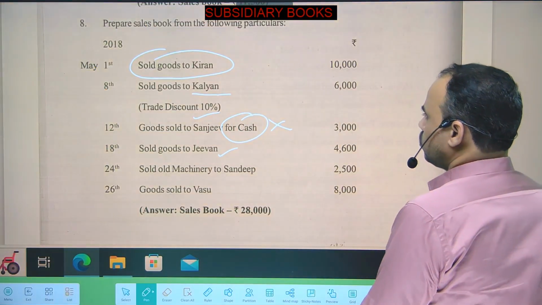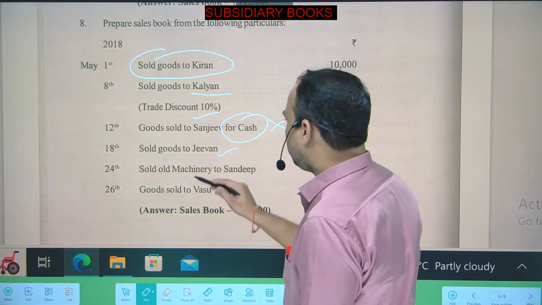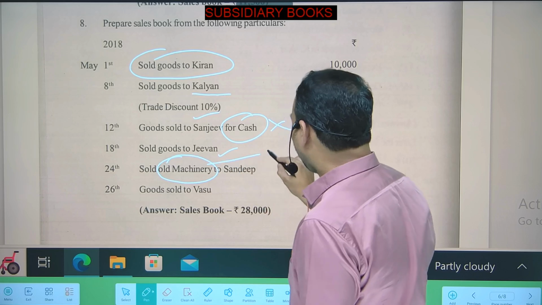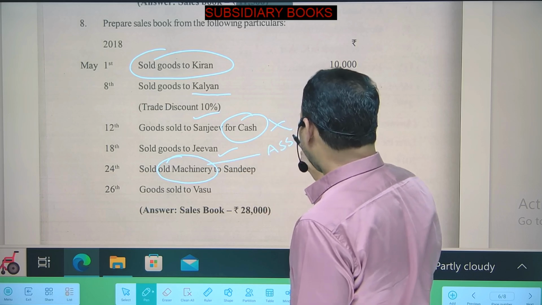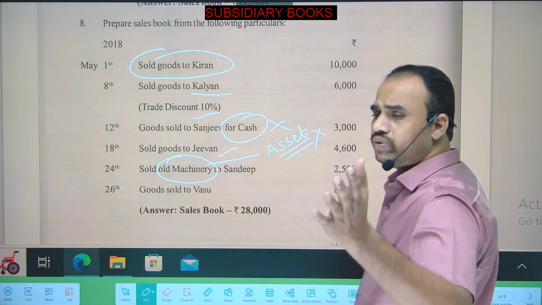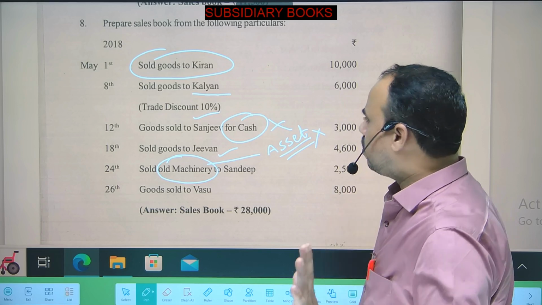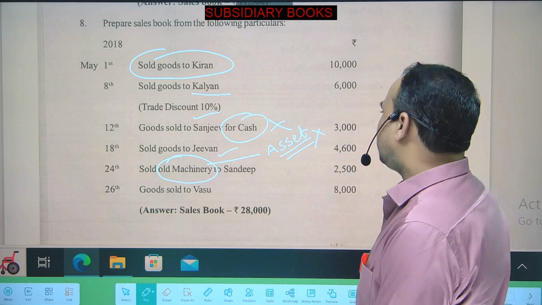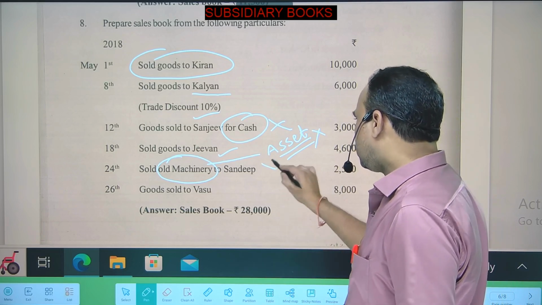Right, next one, sold old machinery. Very important. What did we sell here? Machinery. Machinery is an asset. Only when we sell goods will we record it. When you sell goods, then only we have to record in the sales book. As machinery is an asset, we will not record this one.